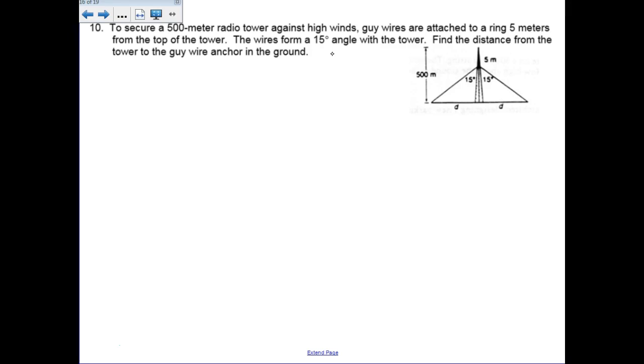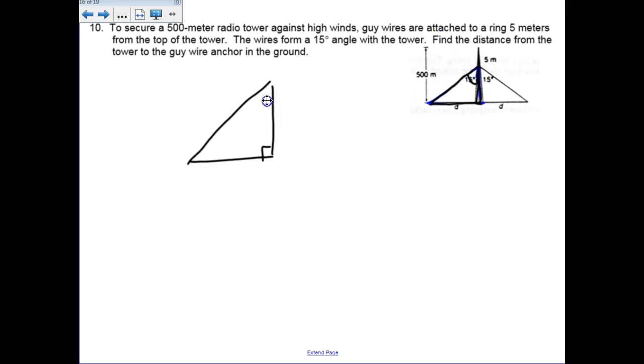So let's see what's going on here, guys. It says the wires form a 15-degree angle with the tower. So, oh boy, that's a lot of things happening here. I think what we need to be looking at is this middle line, let's just look at this triangle. I'm going to draw it over here because my pictures are so much better than theirs, right? All right, 15-degree angle with the tower.